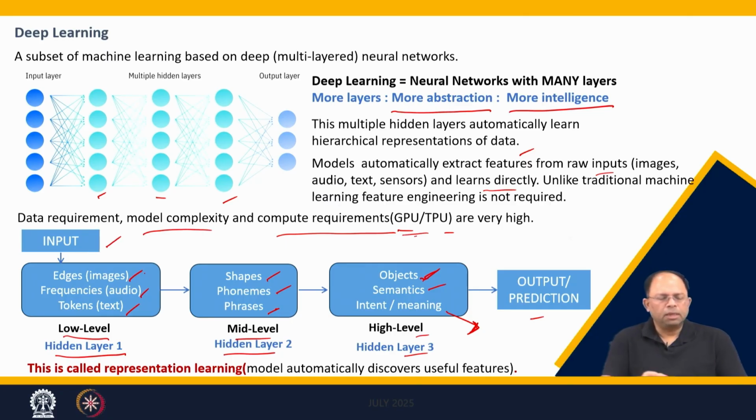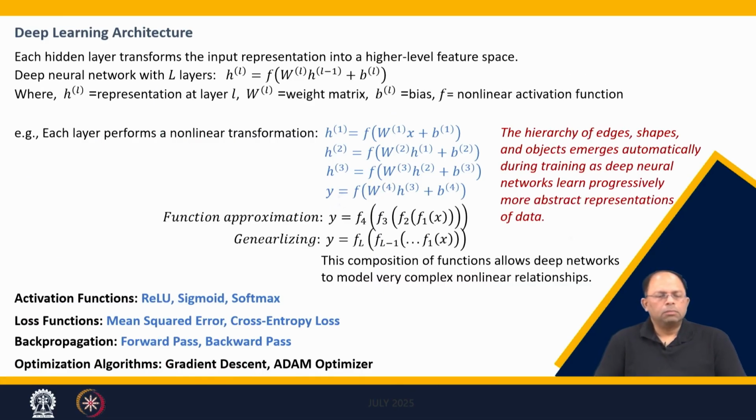This approach is known as representational learning. That means the model automatically discovers useful features. In general deep learning architecture, each hidden layer transforms the input representation into a higher level feature space. That means we are increasing the number of features.